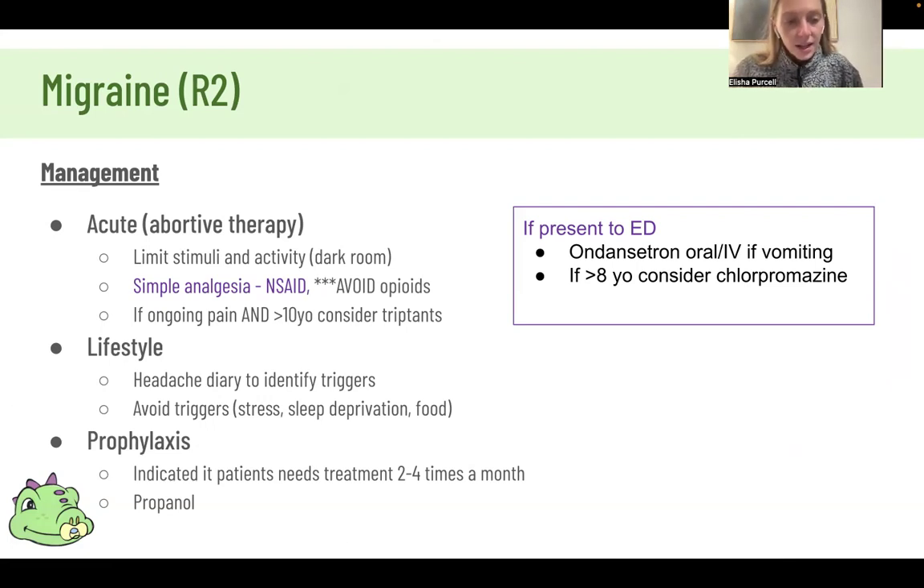Long-term setting, lifestyle: you want to do a headache diary so that they can identify triggers, and then through education, you want to try to avoid those triggers. And then as well, prophylaxis.